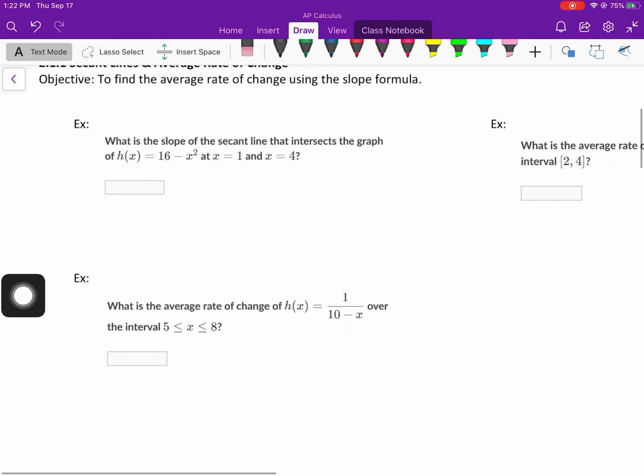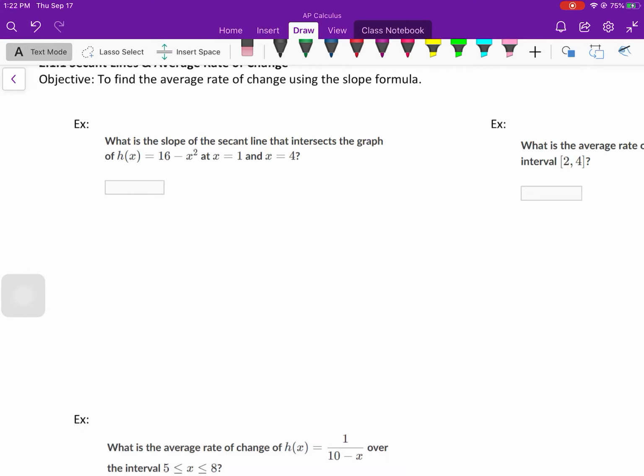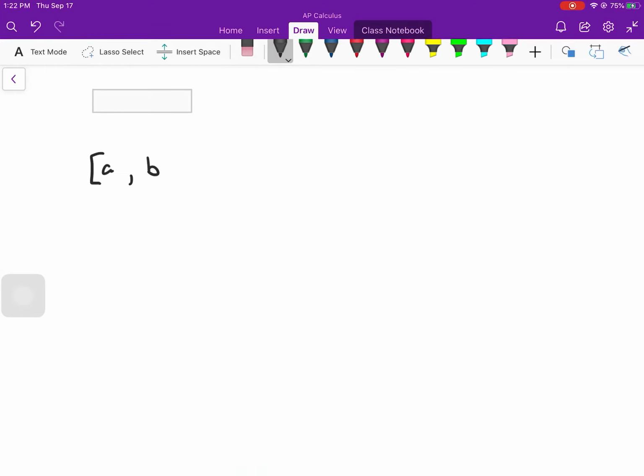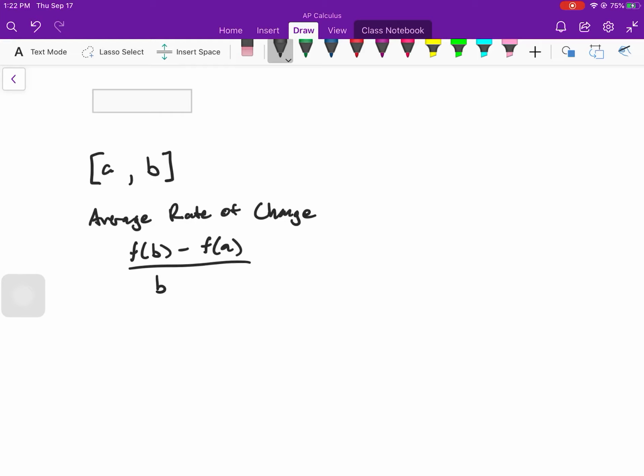So how do we evaluate that? It's actually quite simple, and there's technically a formula for it. So if your interval is from A to B, then the average rate of change is f of B minus f of A over B minus A. And if you notice something here, this looks really familiar to another formula we use. And rate of change, isn't that called the slope? Another name for it, slope in math.